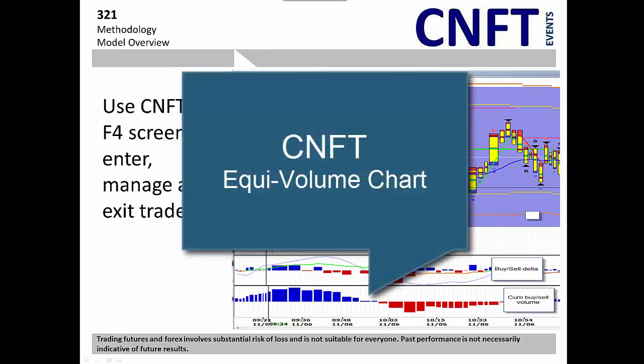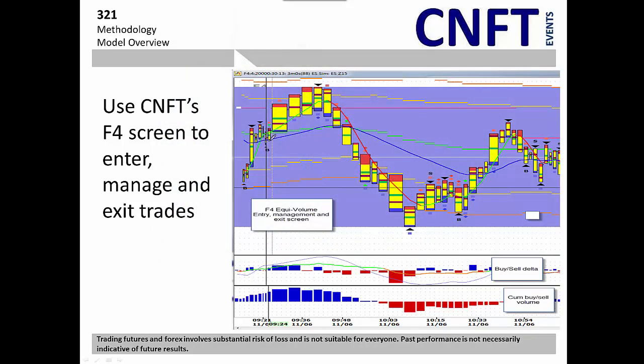This is our equivolume chart. We really like it. It's better than a candlestick chart because it's got market profile information on every bar. That red area right there is the value area high. The VWAP is the green line, which we've had in this software since 2006.